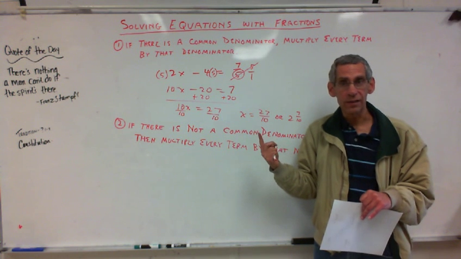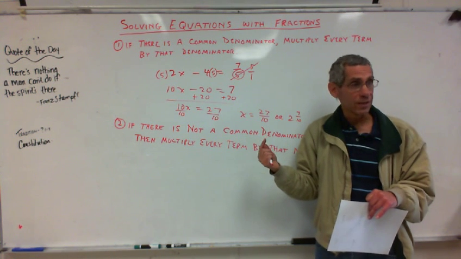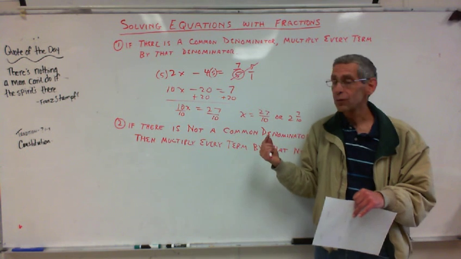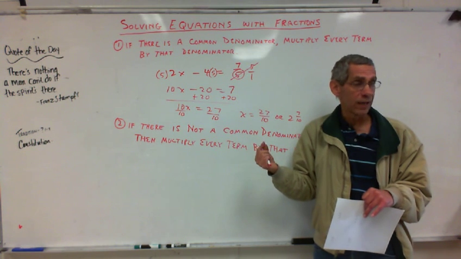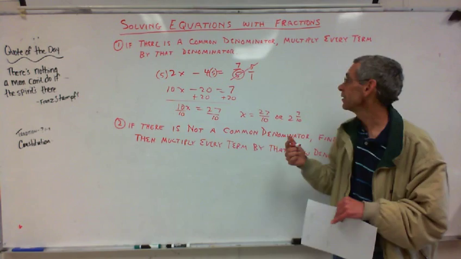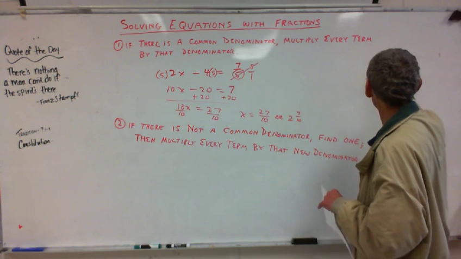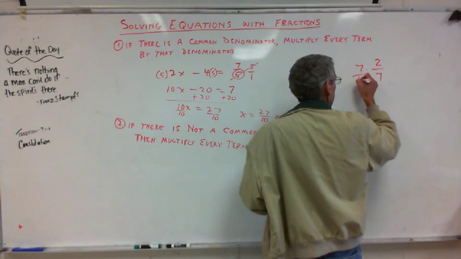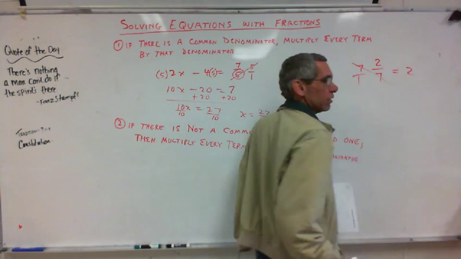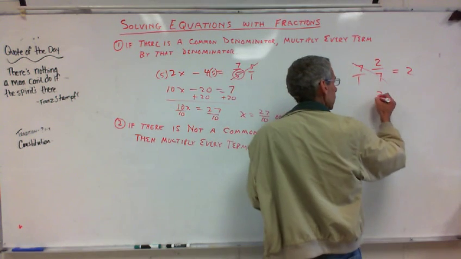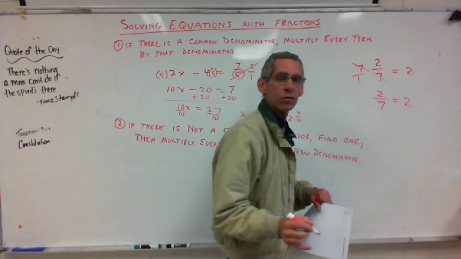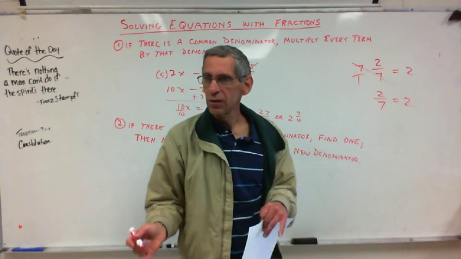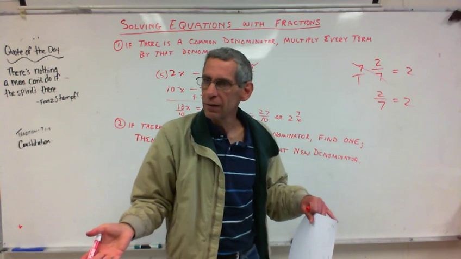Now there's one condition. This is an important condition. It has to be an equation. It has to have an equal sign. I can't just do this to any fraction. I can't just say, oh, here's 2 sevenths, oh my God, I can change that. I'm going to multiply it times 7 over 1, and it equals 2. 2 sevenths equals 2? That doesn't work. Why? Because it wasn't an equation.